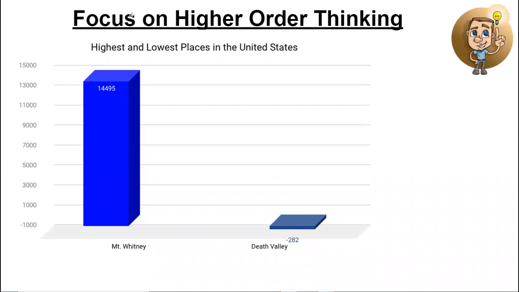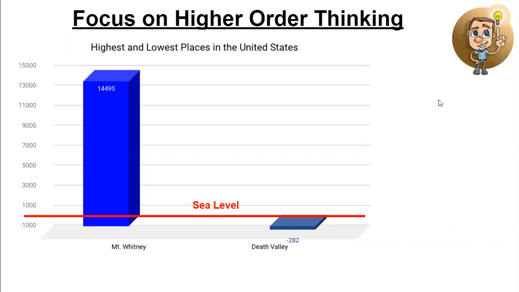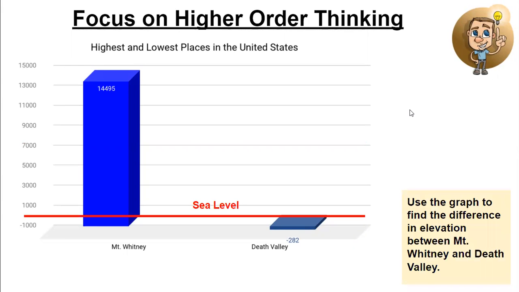Okay, now what's our question going to be? Now that we know what the graph says, let's see. There's sea level. Notice how Death Valley is below sea level. It's a negative number. And look how much higher Mount Whitney is than sea level. What you'd expect for a mountain. Use the graph to find the difference in elevation between Mount Whitney and Death Valley.